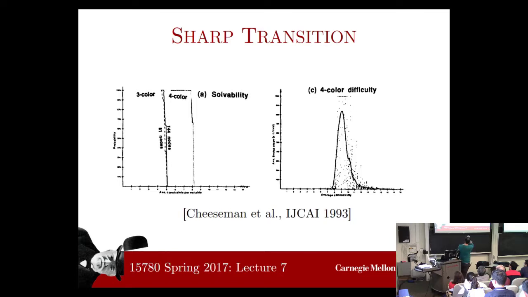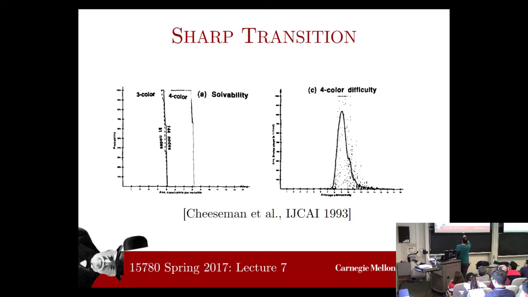So what this is showing is you're fixing a certain number of nodes in your graph. Now in graph coloring, what determines how constrained the problem is, whether it's under constrained or over constrained? It's the number of edges per vertex, or the average degree. So what we're varying is the average degree of the vertices on the x-axis.